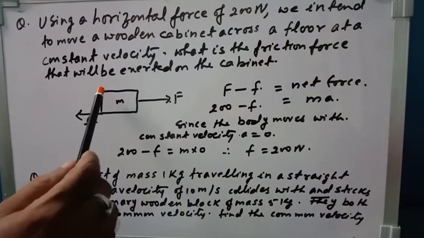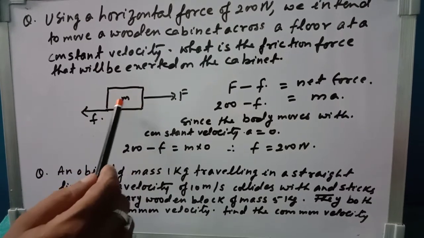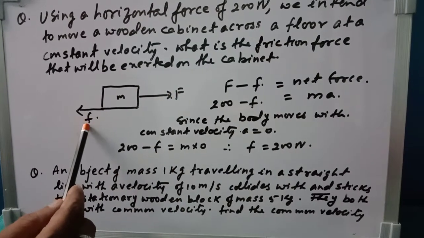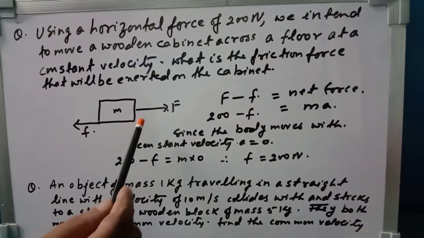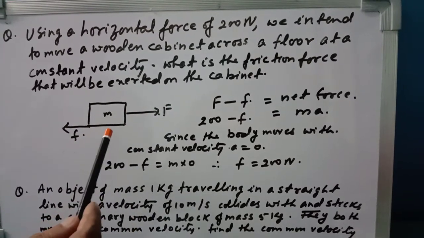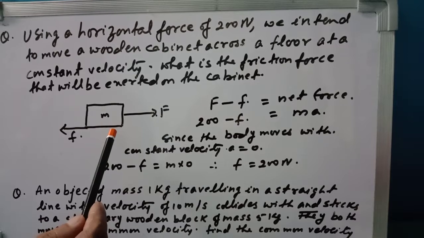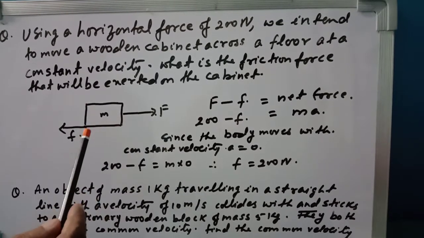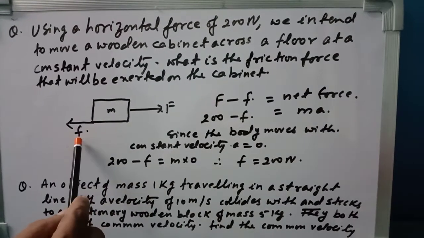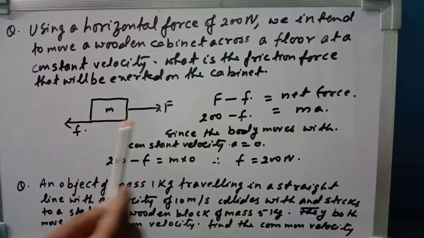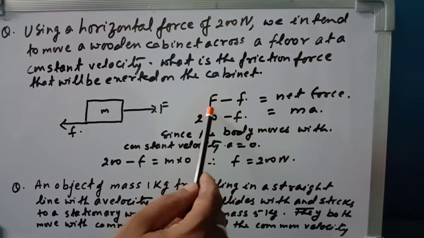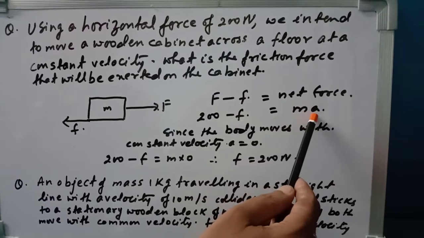Now, I have supposed the mass of the cabinet as m. Here the force applied is F and the frictional force is small f. All of you know that frictional force always acts opposite to the direction of applied force, or it also acts opposite to the direction of motion of the body. Now, applied force is F, frictional force acts in the opposite direction, therefore F minus f is equal to net force, and the net force can be written as m into a.